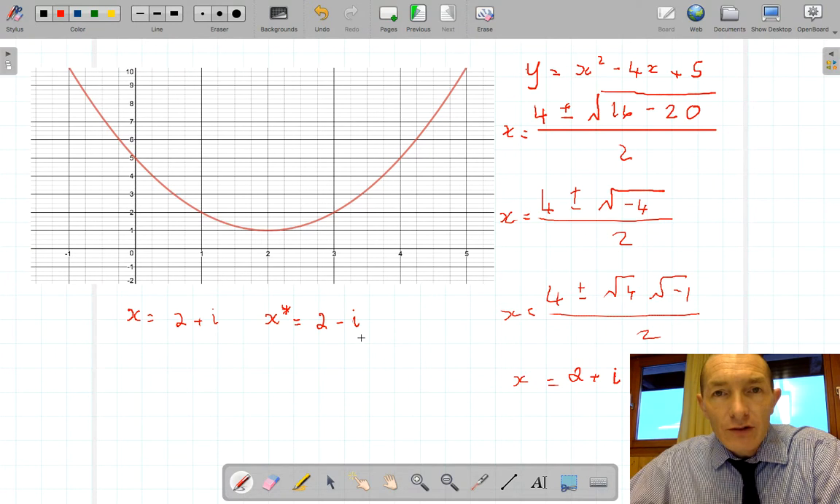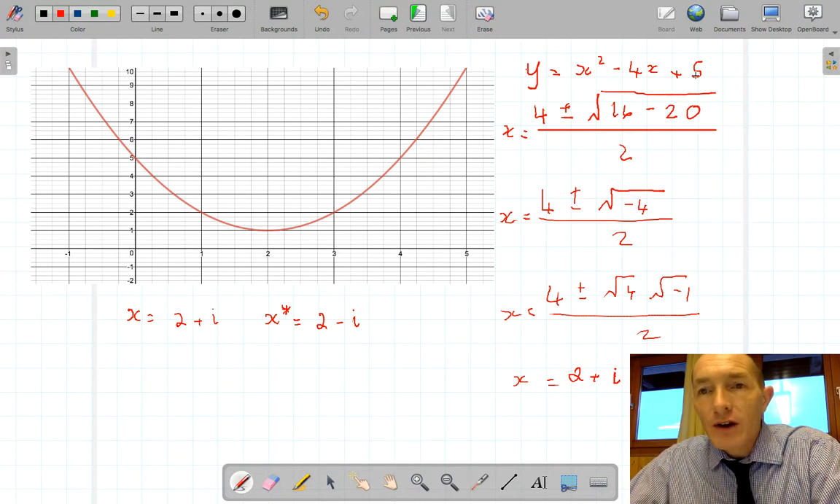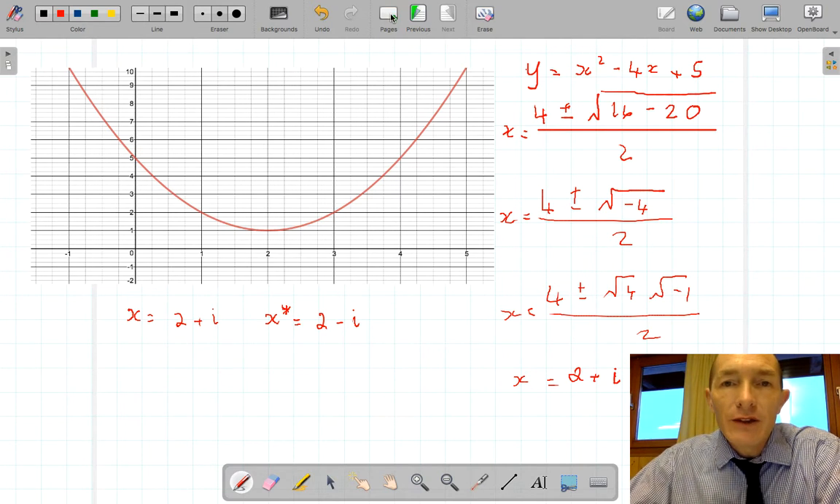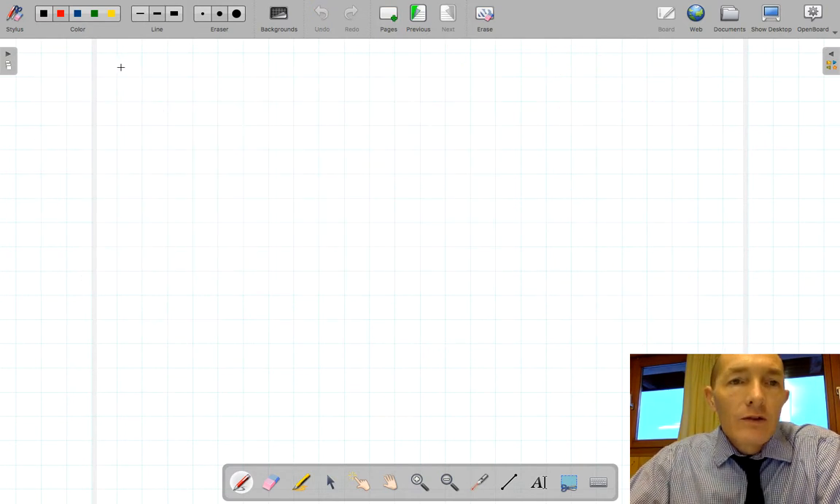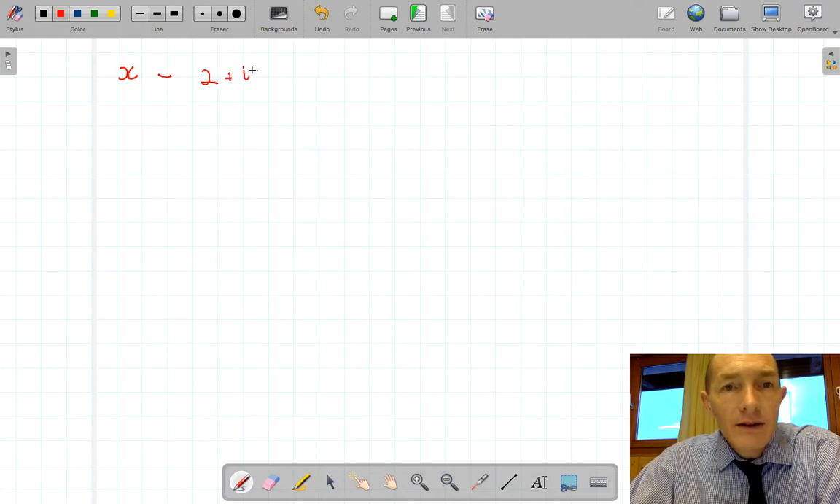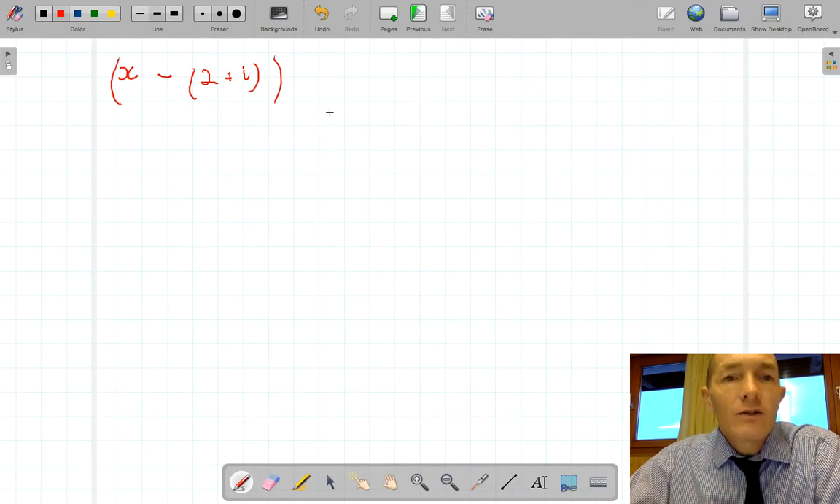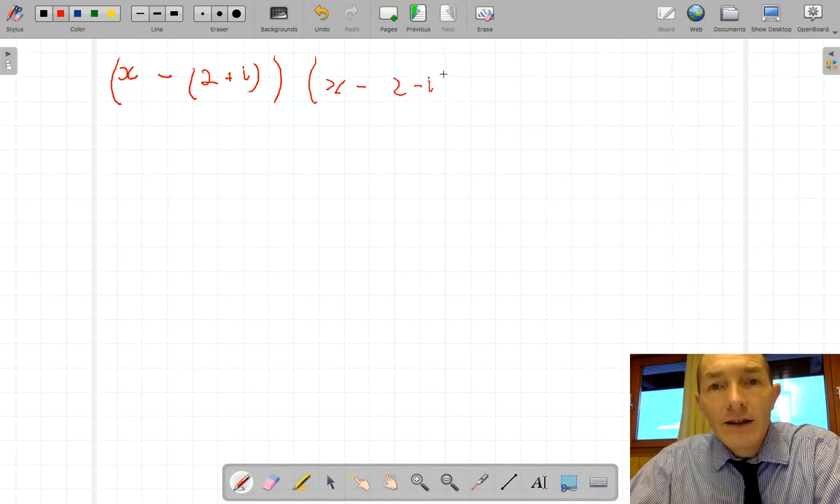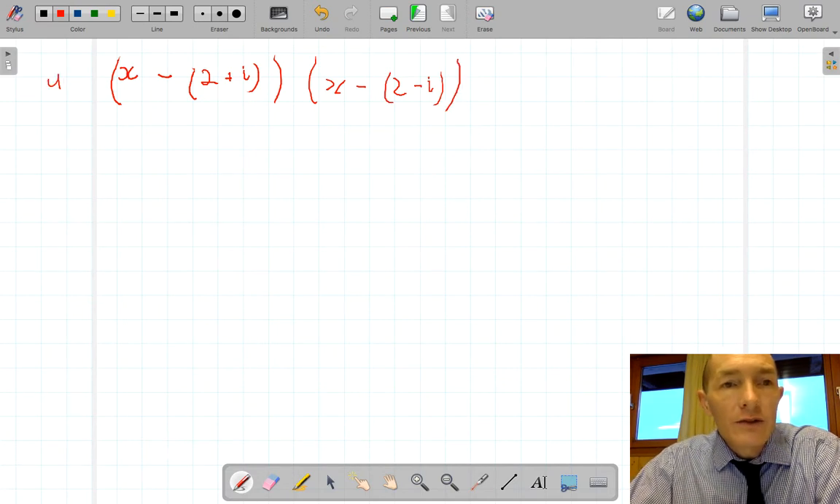So one further thing that I want to show you is that I can actually make these two solutions into factorized form, and then I can actually multiply out to get back to where I started. So I'm going to need another page for this. So I've got x, and I say that's minus 2 plus i, and x minus 2, the conjugate, x minus 2 minus i. So this is it in factorized form. So this is like y equals.